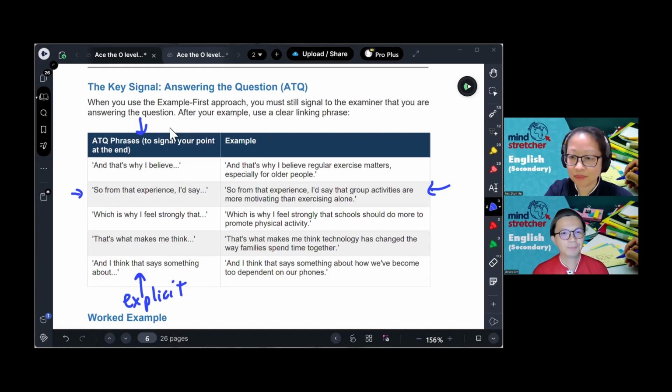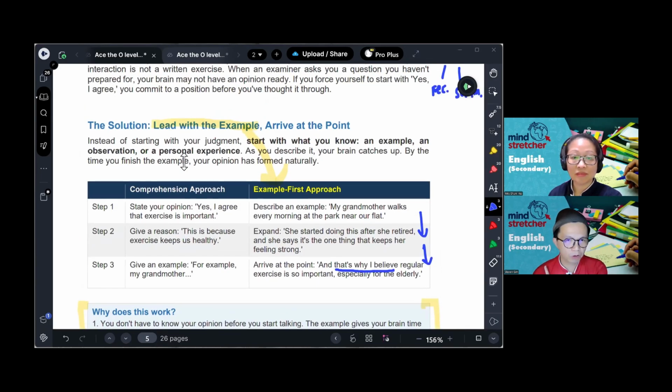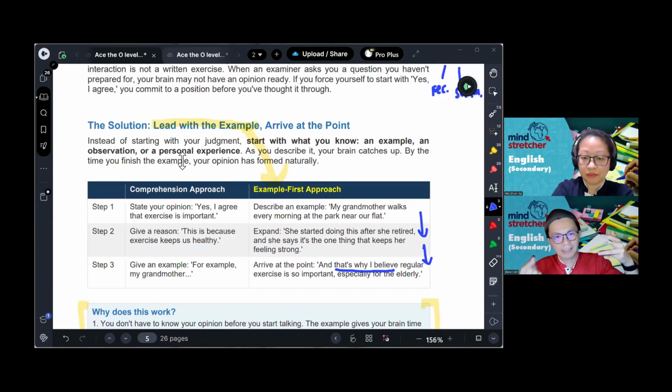Okay. So I've taken a look at every single one of whatever you have typed in, and almost everybody has gotten it right. So you start off with your example first, and then after that you have to signal your point very clearly. It's very important to avoid being penalized for rambling. So don't spend too much time telling the story. The telling of the story is just for the purpose of giving yourself time to think and to process, and then telling the examiner what you believe.